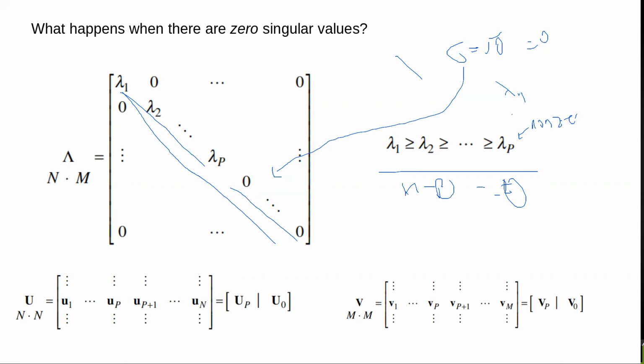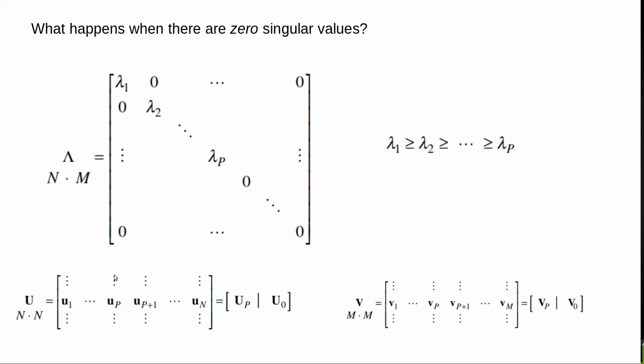And what this implies for the U and V matrices, the left and right singular matrices, is that the eigenvectors associated with the first p non-zero eigenvalues are noted, and then the remaining p plus 1 to n eigenvectors that are associated with the zero eigenvalues or zero singular values are also grouped.